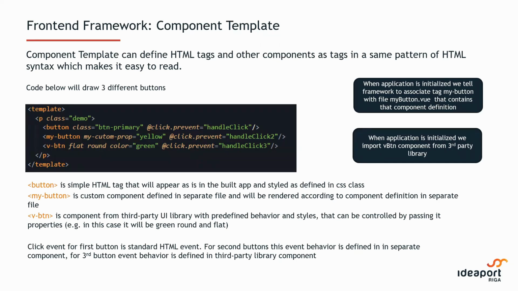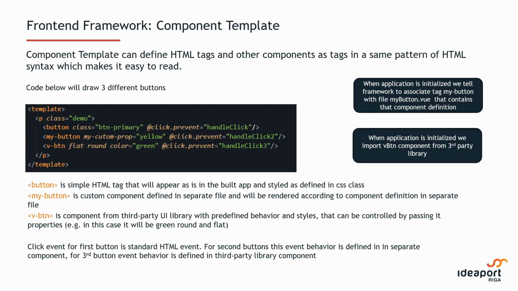You can pass properties to the custom components. So the second and third buttons are components, and the first one is an HTML element. In the second button, we have a custom property defined inside the component, and we can communicate to it. The third is predefined, so we can go to the documentation of the UI library and see that it has properties, in that case, flat or round and color. By providing these properties, we can control the state of the component, how it looks and how it behaves.